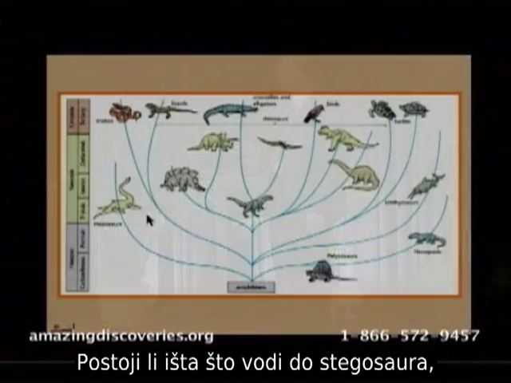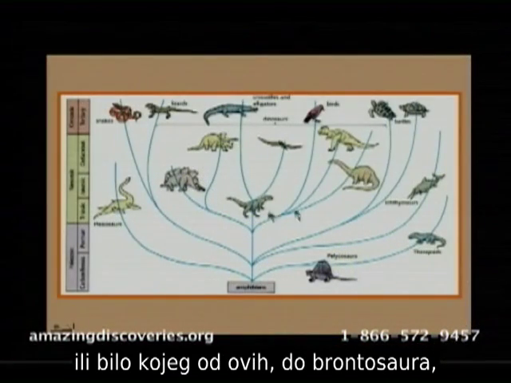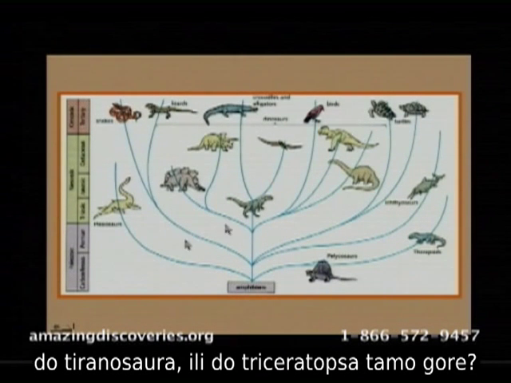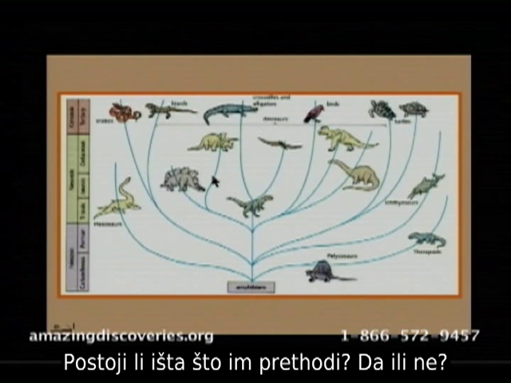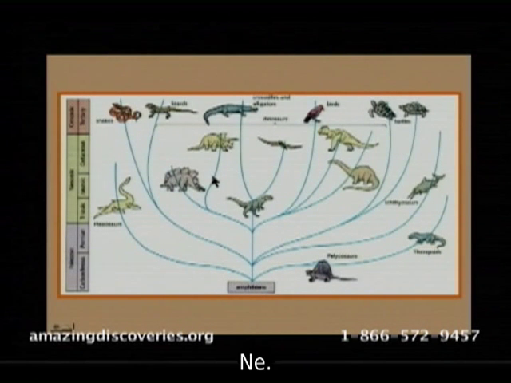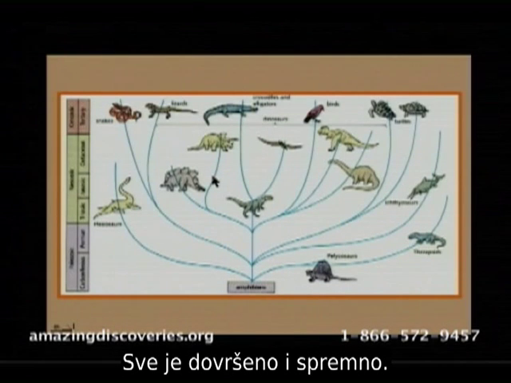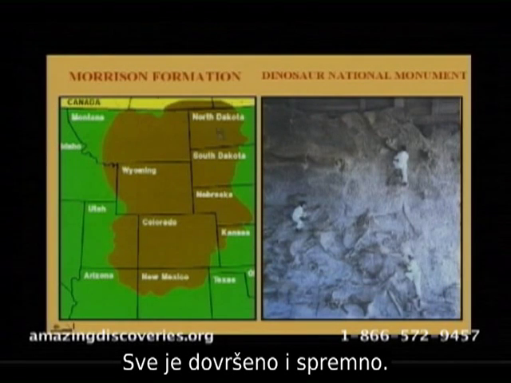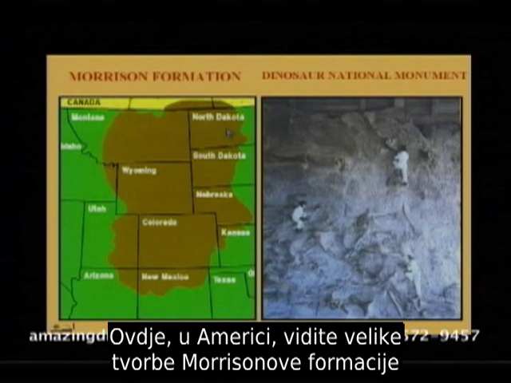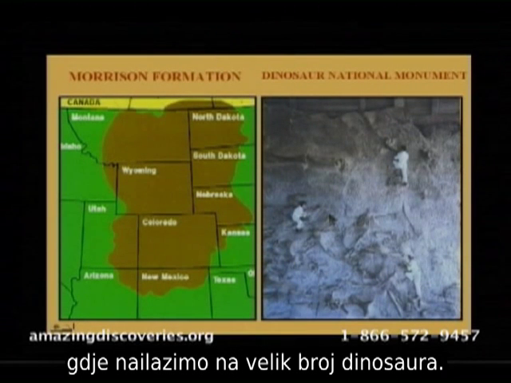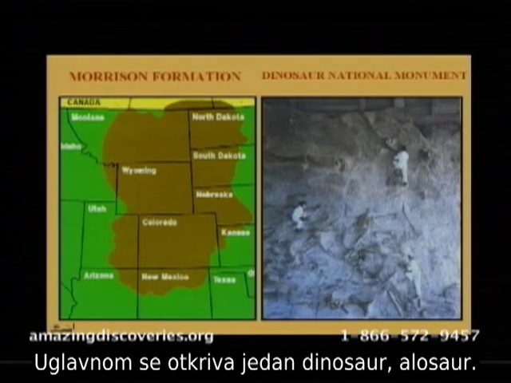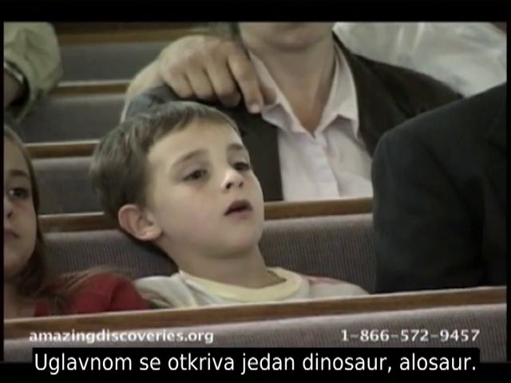Is there anything leading up to a stegosaur or any one of these, a brontosaurus or a tyrannosaurus rex or a triceratops over there? Is there anything leading up to it? Yes or no? No. When they're there, they're there. That's it. That's what you got. Everything's finished and ready. So here in your country, the great formations are the Morrison Formation, where you have many, many dinosaurs. But you have a selection. You have largely one, Allosaurus. Where's the rest?